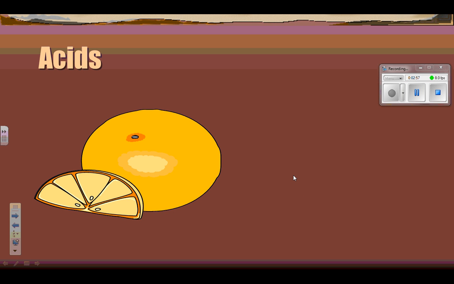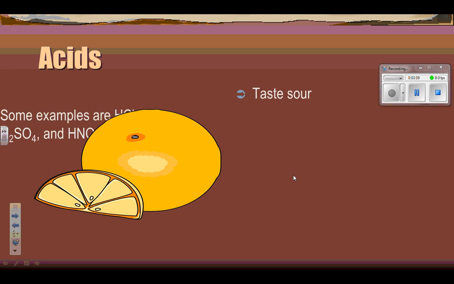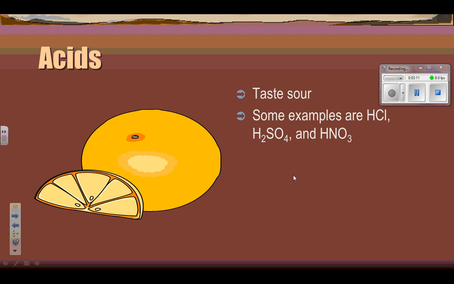All right, let's start with acids. As I mentioned earlier, citrus fruits are something that is acidic, and they have some of these characteristics. If you taste them, they taste sour. And yes, that's true of even chemical acids, ones you pick up in the laboratory. They do taste sour. They also do damage to your tongue, but they would taste sour. Some examples of acids you might find in the laboratory: hydrochloric acid, sulfuric acid, nitric acid.